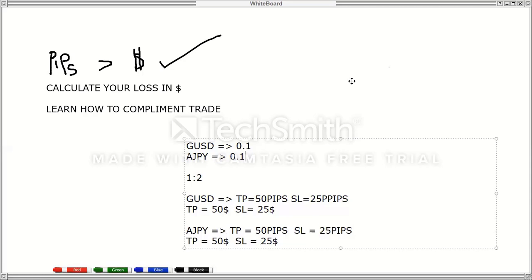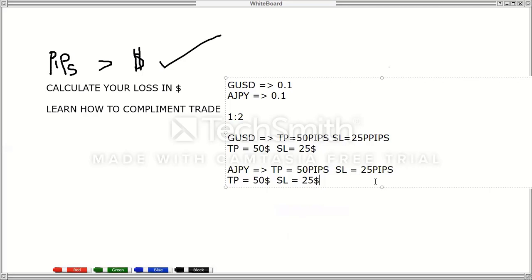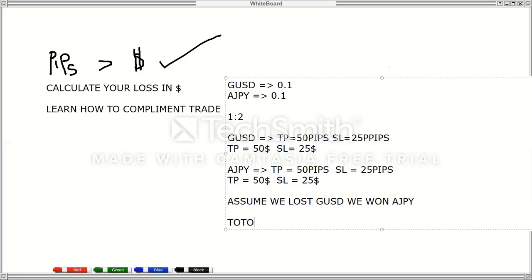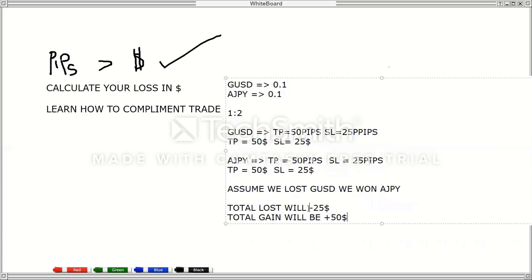Now look at this case. Let's assume we lost GBPUSD, that's Great Britain to US dollar, and we won GJPY. The total loss for that day will be minus $25, and your total gain or profit will be plus $50. Now you see, you've already complemented this trade, so you're winning this trade.